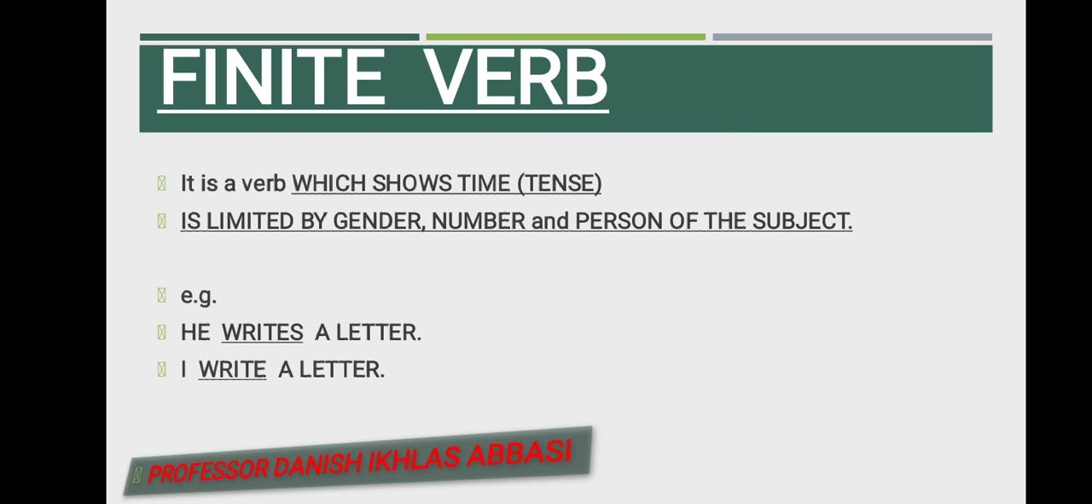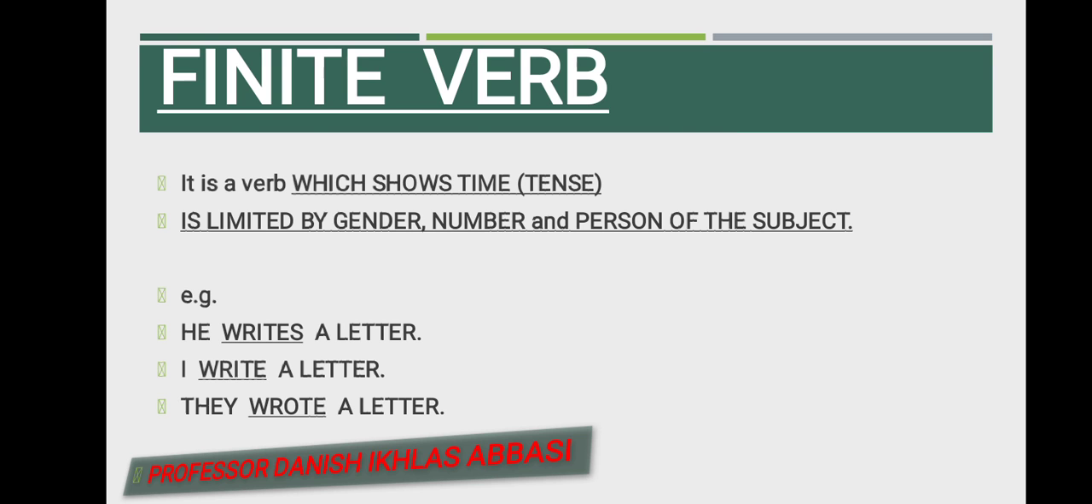And let's look at the third example. It is, they wrote a letter. Now here the verb is telling us about the tense, and that is past, and it has changed with the time, and it is a finite verb. So a finite verb is one which shows us time, just like here present, past, future, and it is also limited by the gender, number, and person of the subject.